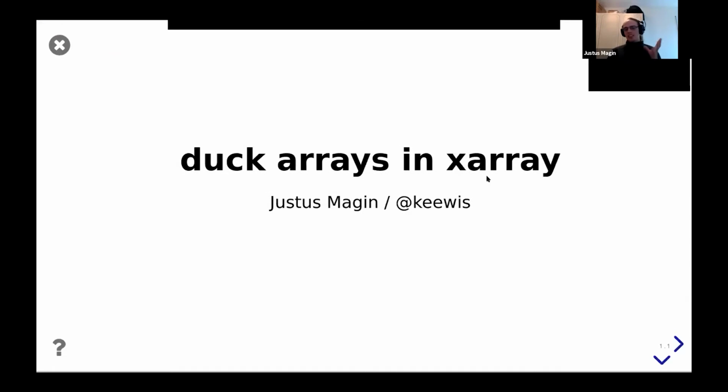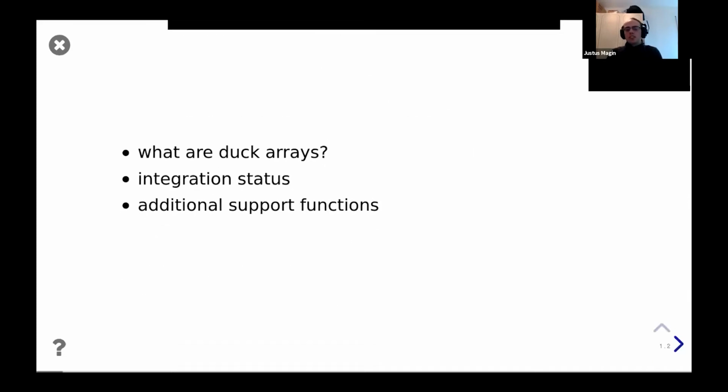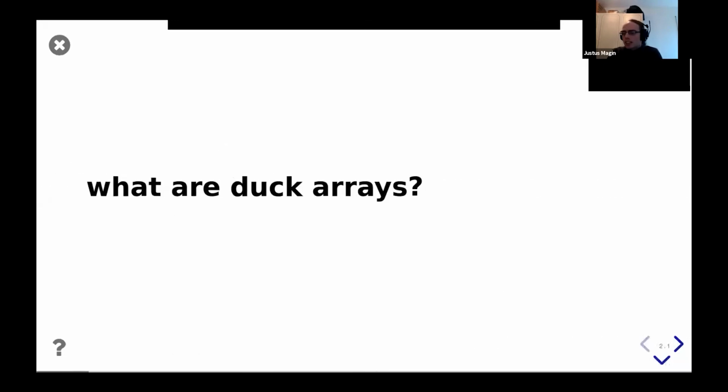So yeah, I'll give a brief overview of what we're doing with the duck array integration into Xarray, which includes the Pint and sparse we were talking about before. I'll first go into detail of what we mean by duck arrays, and also what we mean by that in the case of Xarray. And then we'll look at the current status of integration into Xarray. And finally, some additional support functionality. So first of all, what are duck arrays?